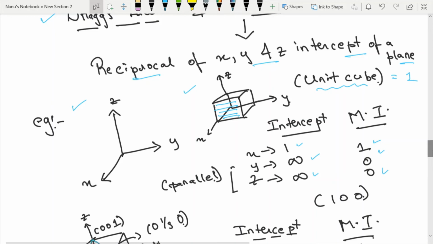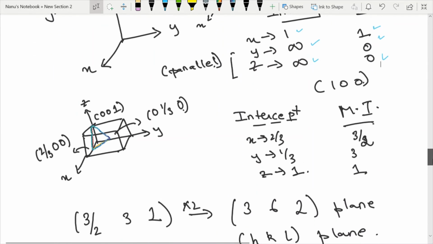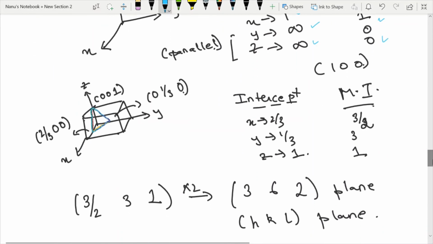Let us see one more example. This is a very good example. I have given the points. This top point is 0, 0, 1. For this point over here, you have to see, the y-intercept is 1 by 3, and the others are 0. Again I have given the points over here. This is 2 by 3, 0 and 0, right? So the x-intercept, y-intercept and z-intercept you are getting from those points. Miller indices will be the reciprocal of it.